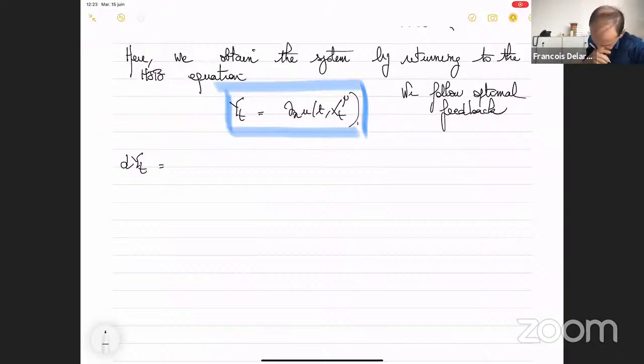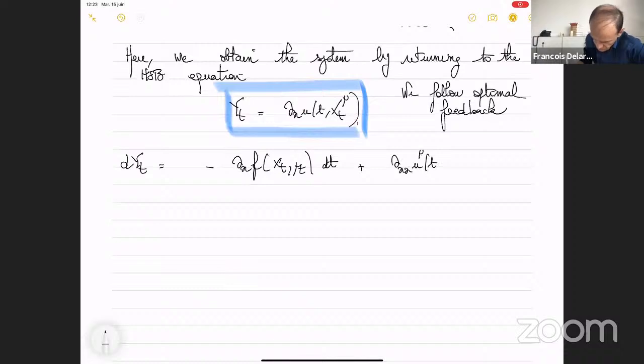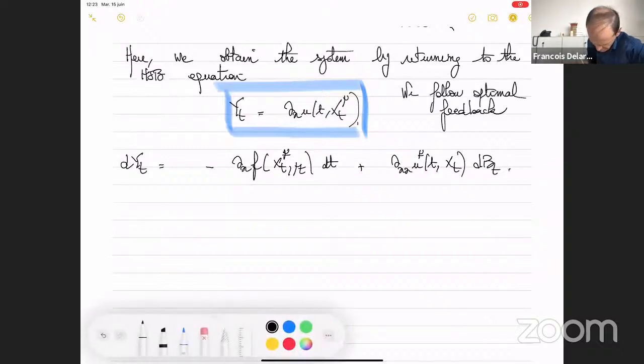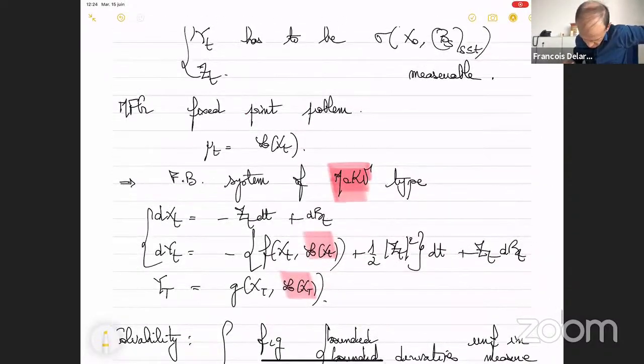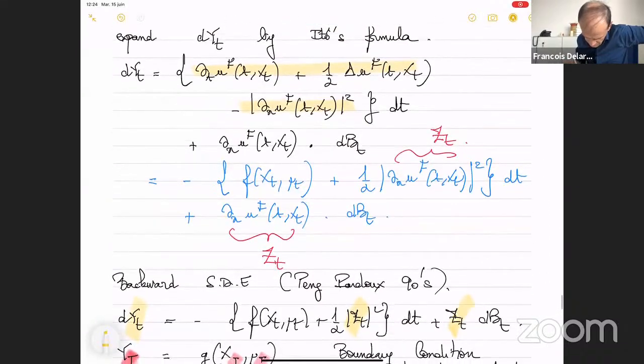You get that dY_t in this situation, I'm not going to make the whole computation, is minus ∂_x f(X_t, μ_t) dt plus, well, these were in my previous computation, the second order derivatives of u, evaluated at (X_t, μ_t), times dB_t. So here I should tell you that this guy is a matrix and this guy is a vector. So this is really a product of a matrix times a vector. Previously, maybe I was a bit quick, this was really an inner product, because the result is a cost and has to be regarded as an element of R.